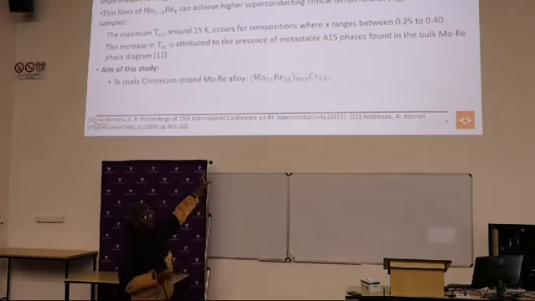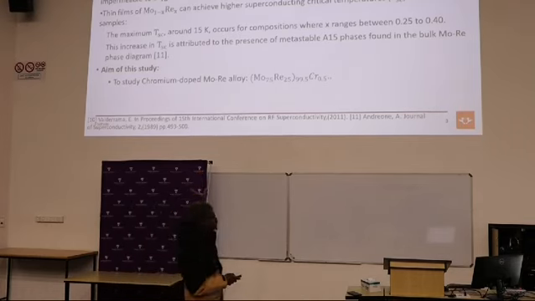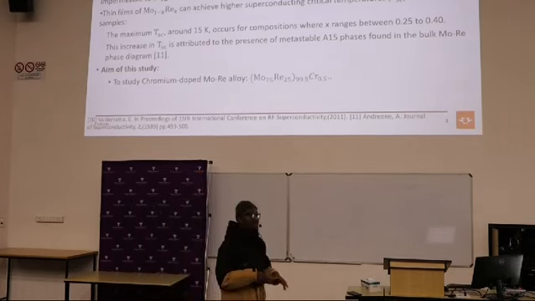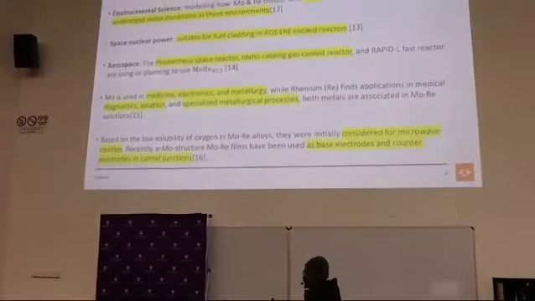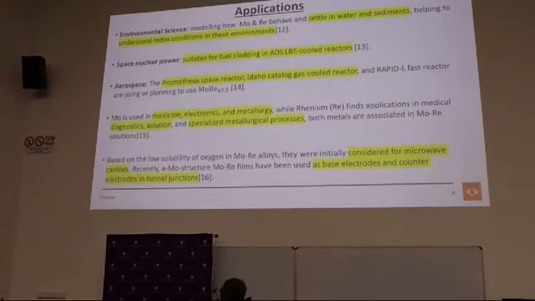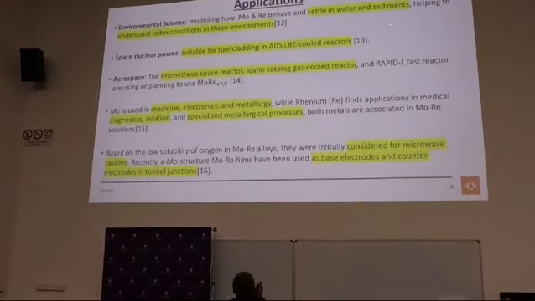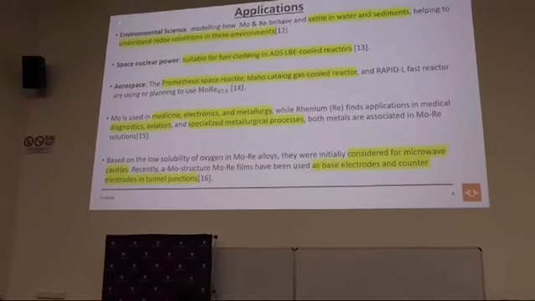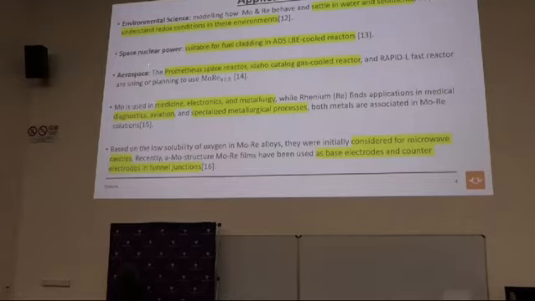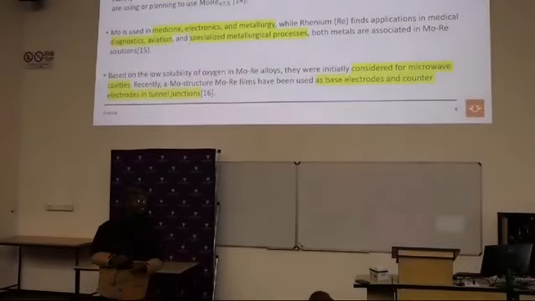For the purpose of this talk, we only use 5% chromium doping within this structure to find the effects on the structure. Now, there are many applications that one can find for these molybdenum systems, which, to begin with, one can talk about how they are settled in water. When talking about environmental sciences, they tend to have applications in space nuclear power as well.